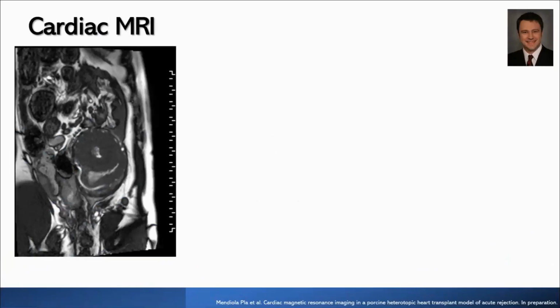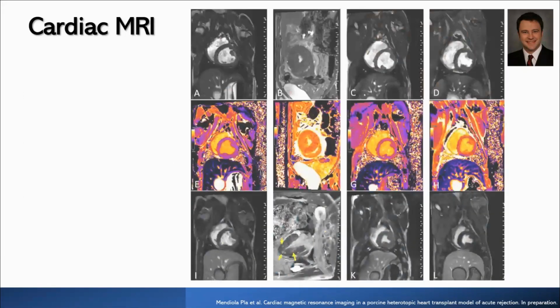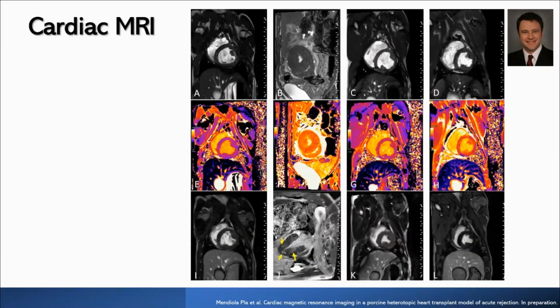Other modalities that we use to evaluate the development of rejection consist of cardiac MRI, and this is done by Dave Wendell at Duke. And these are some representative images. We're using the cardiac MRI to gauge the development of the increase in LV myocardial mass in the allograft, as well as to characterize the interstitial edema and the development of fibrosis. And these are two parameters that are markedly increased in the rejected allografts.